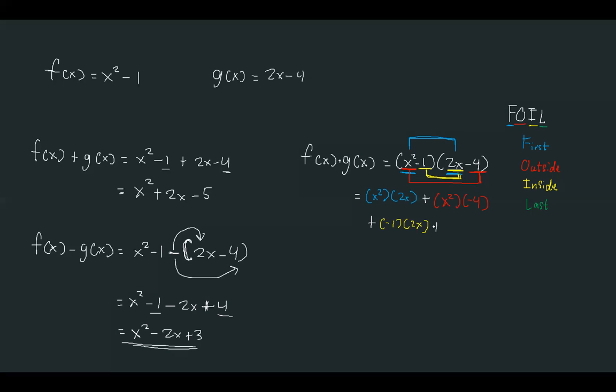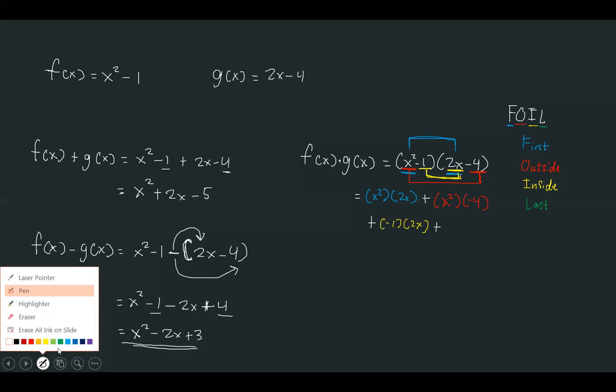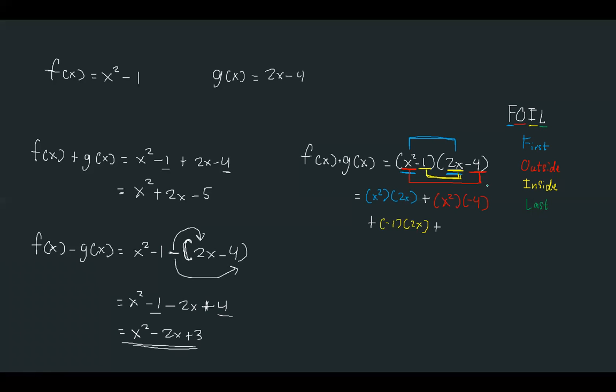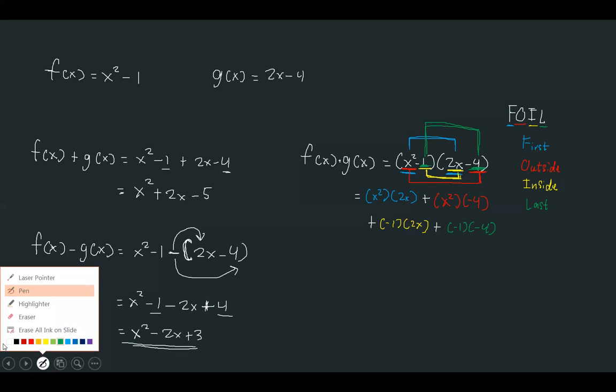Then last but not the least, we're going to multiply the last terms. So what are the last terms? This one. 1 and negative 4. So we're going to multiply both of them. All right, so we're going to have negative 1 times negative 4. That's it. So now let's multiply them.